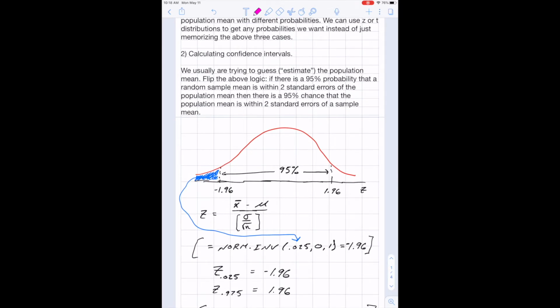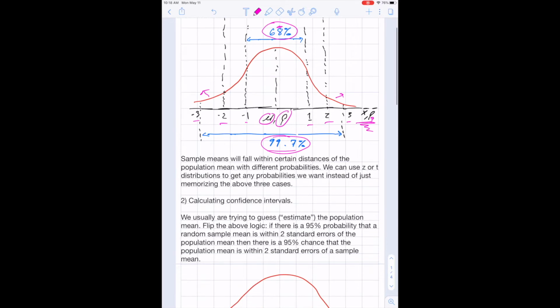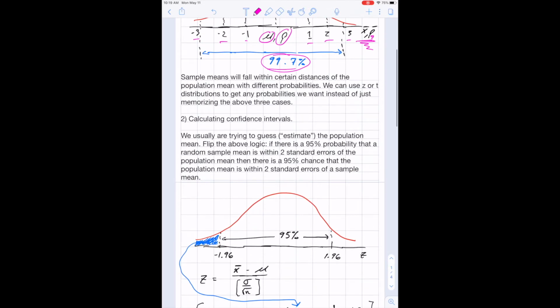So let's flip this logic on its head real quick. If there is a 95% probability that a random sample mean is within 2 standard errors of the population mean, then it also must be true that there is a 95% probability or chance that the population mean is within 2 standard errors of the sample mean. It's kind of like saying, hey, if there's a 95% chance that I'm within 10 feet of you, what's the chance that you're within 10 feet of me?